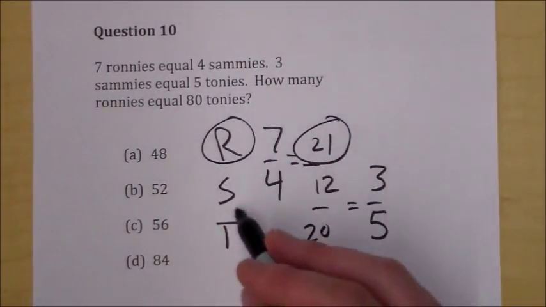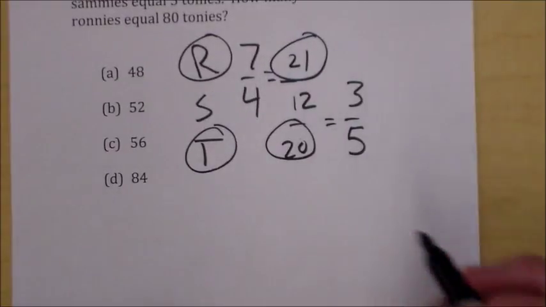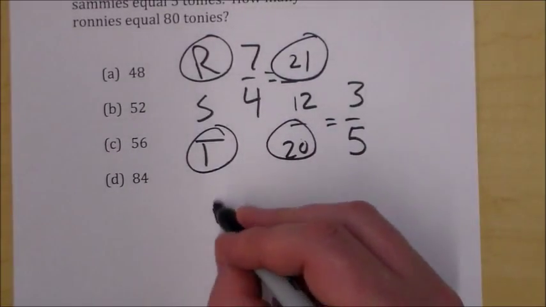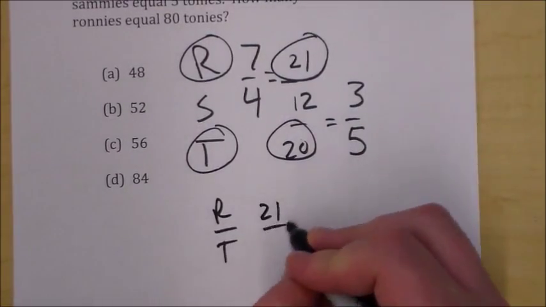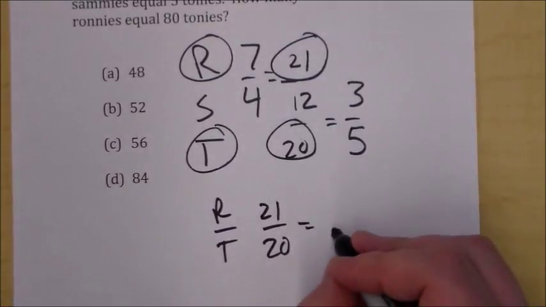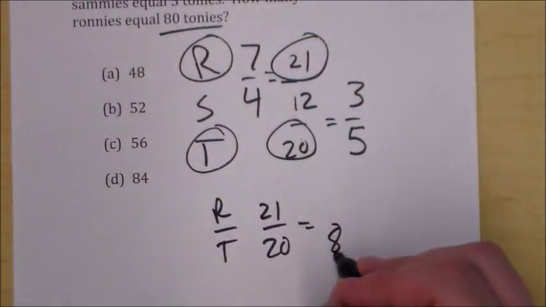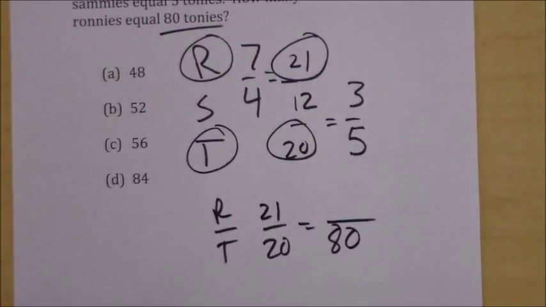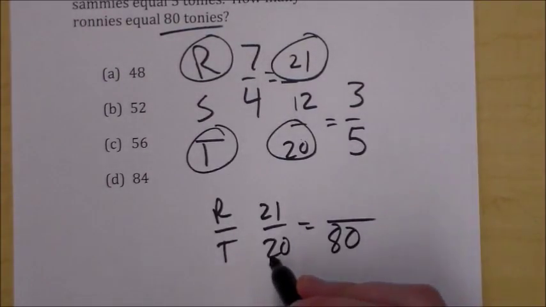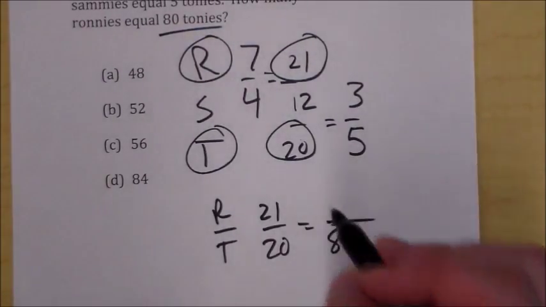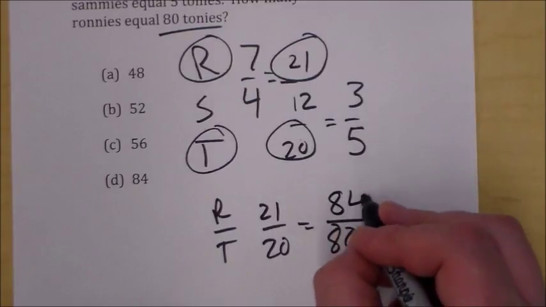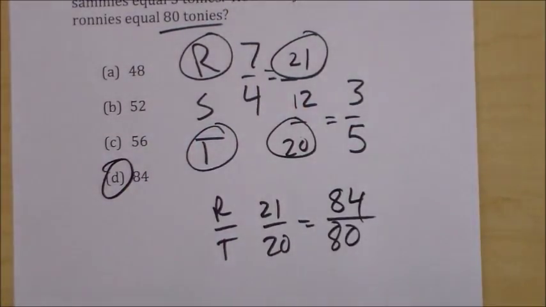I have R to T is 21 to 20. So if I want to solve for 80 Tonys down here, I am in good shape because 20 times 4 gets me 80. So I'm going to multiply 21 times 4, and I'm going to get 84. And we're good.